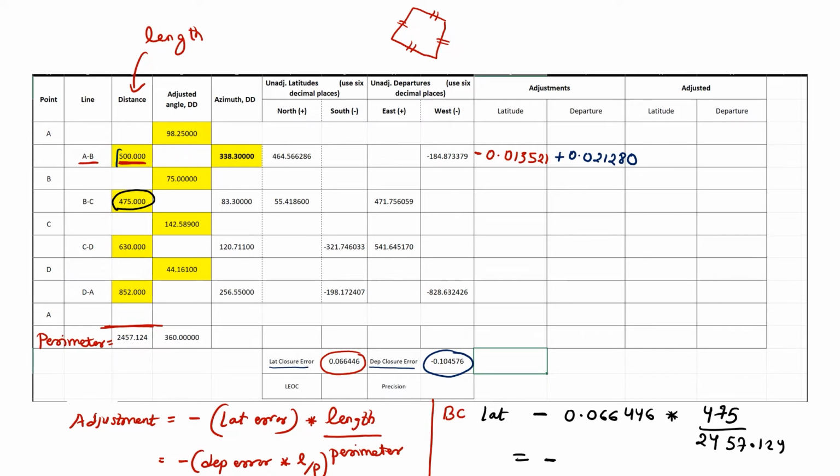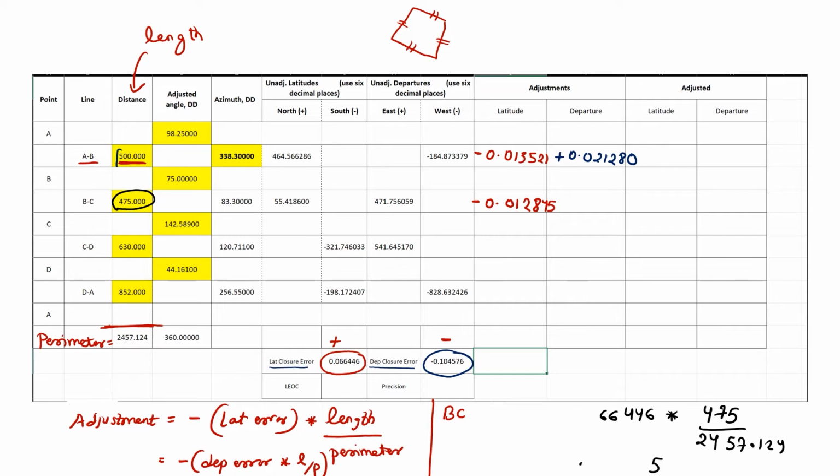So if I solve this, then I get negative of 0.066446 times length divided by 2457.4. So that'll give me 0.012845. So for BC, my correction would be negative 0.012845. Okay, so all the adjustment for the latitude would be negative, because see, the error is positive, so the adjustment is negative. Error is negative, so adjustment would be positive here.